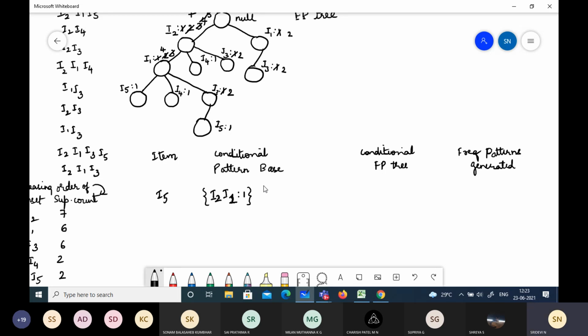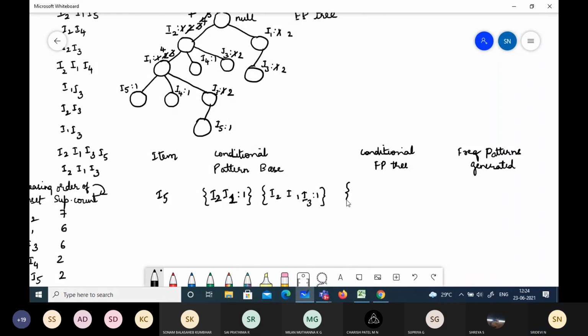Fine. Next, where else can I find I5? I have this path again, isn't it? Here. So I2, I1, I3, and the support count is 1. So we have I2, I1, I3 with the count of 1. This is the conditional pattern base to reach I5. So I2, I1, I5, I2, I1, I3, and the support count of I5 I am recording here.